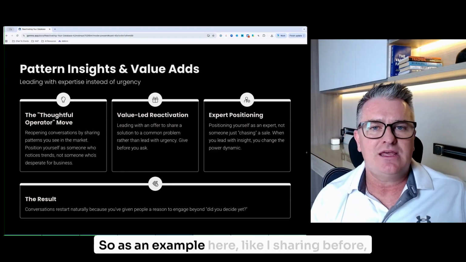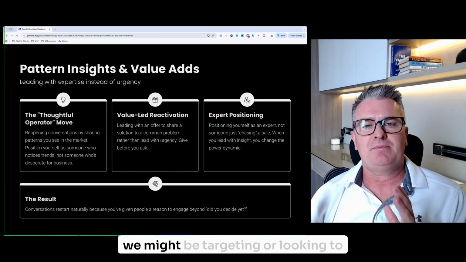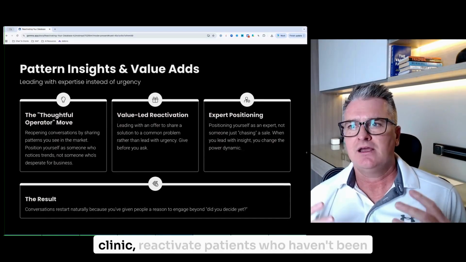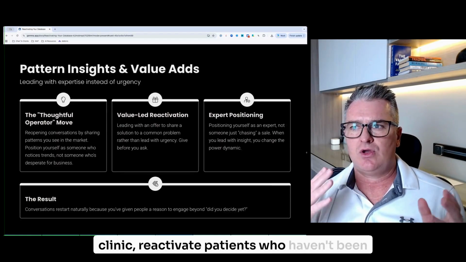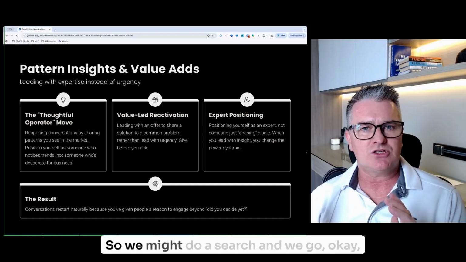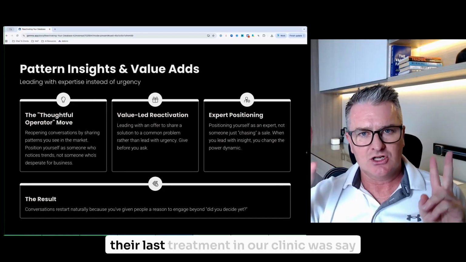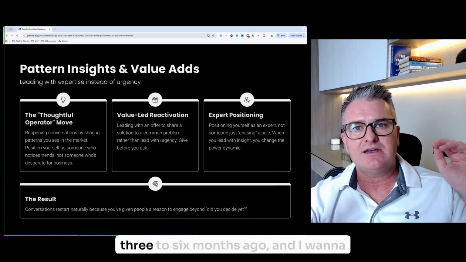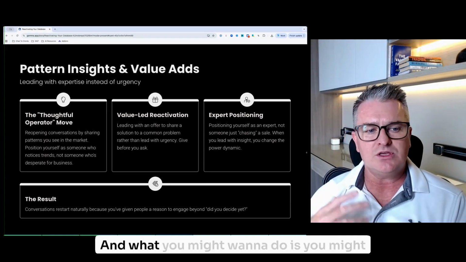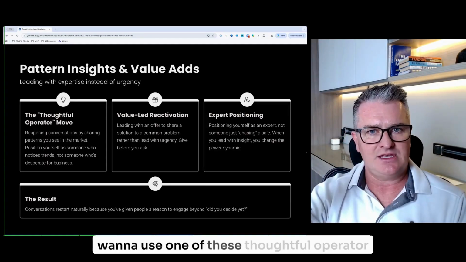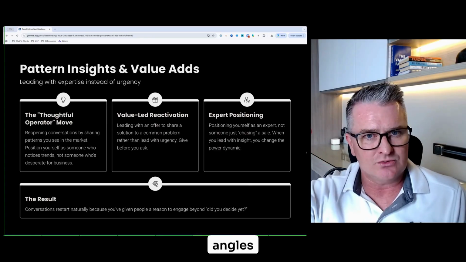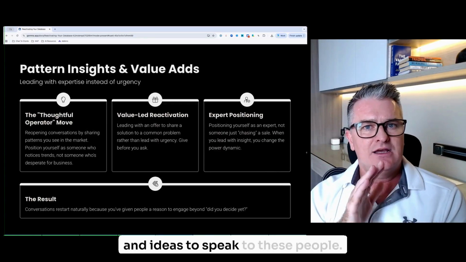As an example, like I was sharing before, if I was an acupuncturist clinic, we might look to reactivate patients who haven't been in the clinic for more than 90 days. So we might do a search and go, okay, their last treatment in our clinic was, say, 3 to 6 months ago, and I want to reactivate these people. What you might want to do is use one of these thoughtful operator, value-led reactivation, or expert positioning angles to speak to these people.